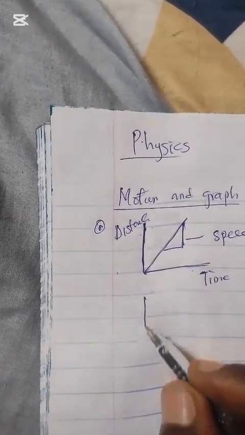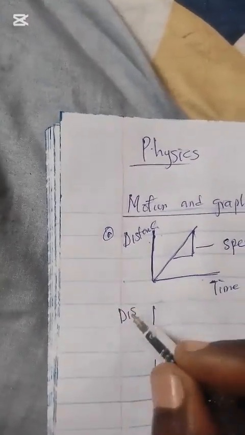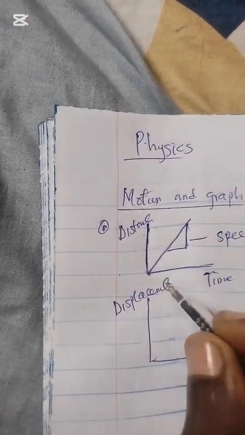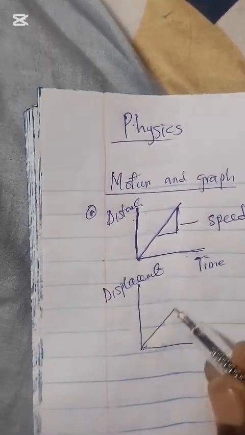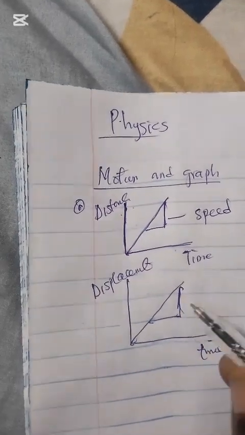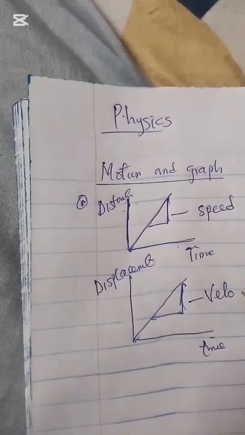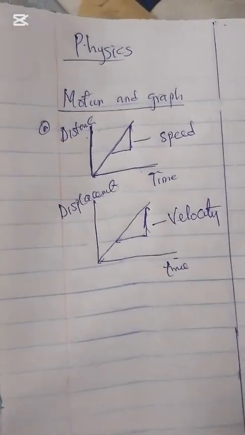The next thing you need to know is that if you have a displacement time graph, if here is displacement and here is time, the slope of the displacement time graph will now represent velocity. The slope of a displacement time graph represents velocity.